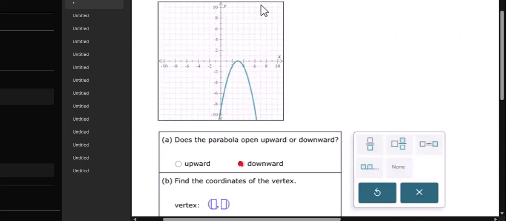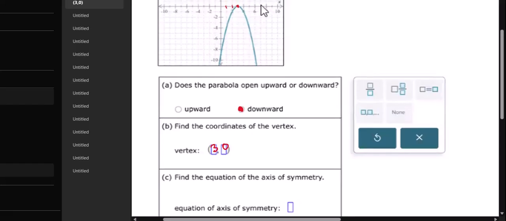The coordinates of the vertex, so that's right here. Do pay attention to how it's numbered. So this is 1, 2, 3. The x coordinate is 3. The y coordinate is 0. So the coordinates of the vertex are (3, 0).